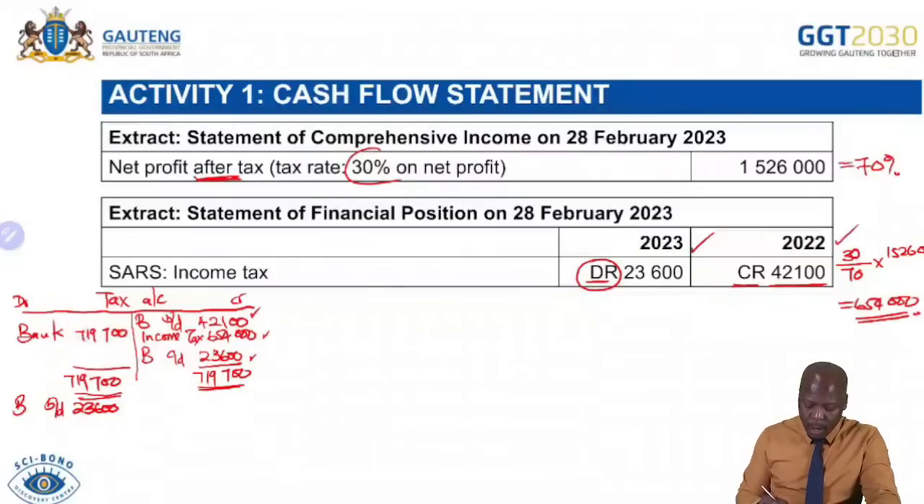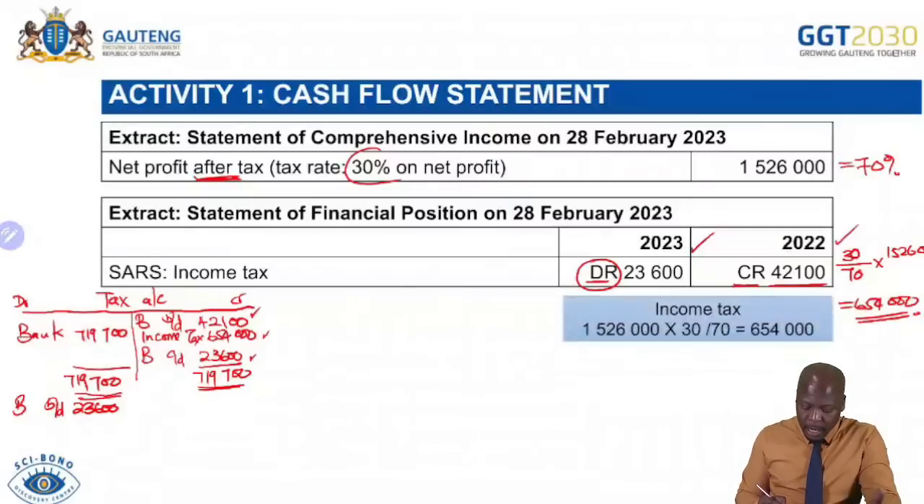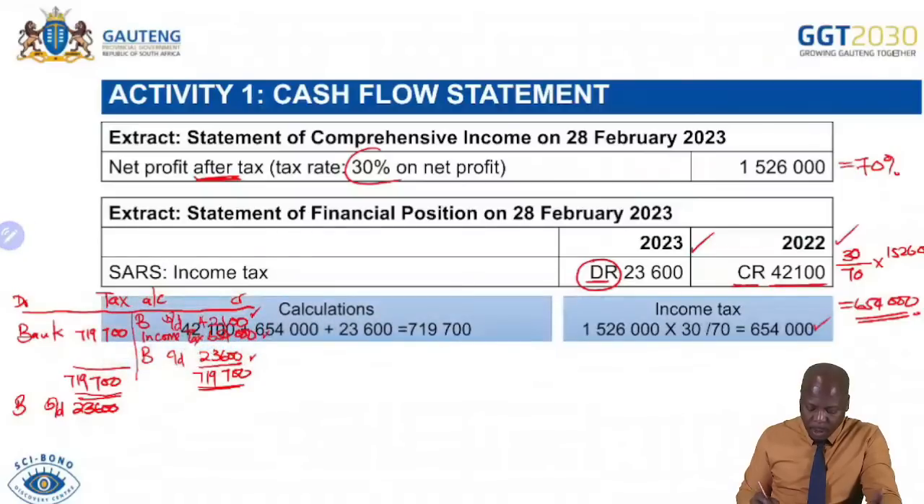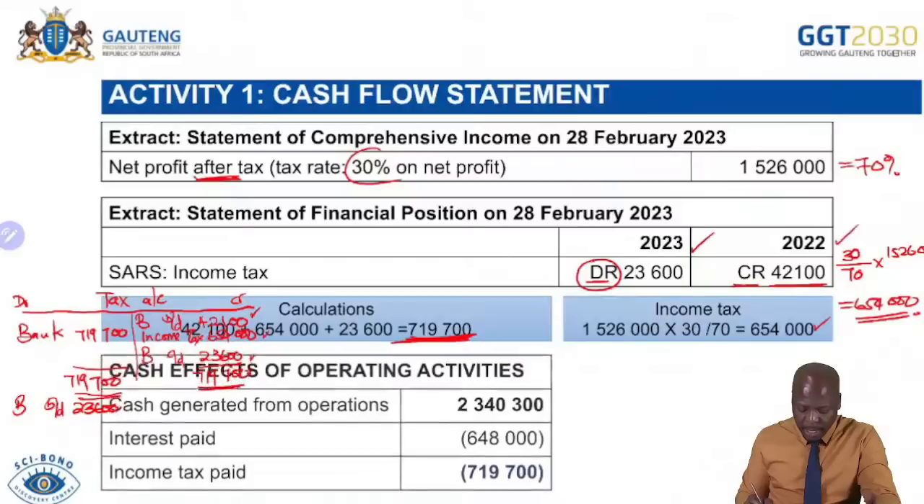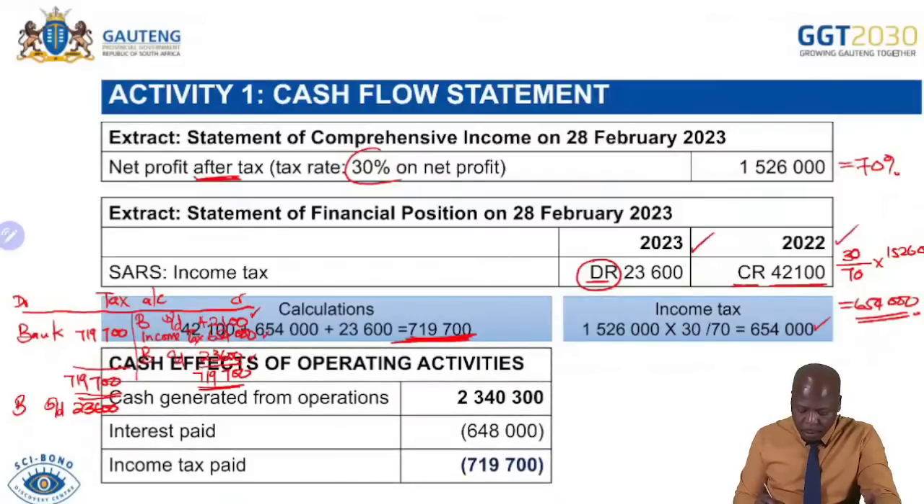All right. Then what I know is I have to record that now in the cash flow statement. But here is the calculation that I did earlier on, and here is also another one, which was the calculation, which still gives me the 719,700. How do I then record that? It comes under my cash effects from operating activities. So I'm going to come in and say tax paid, and then you get your 719,700.